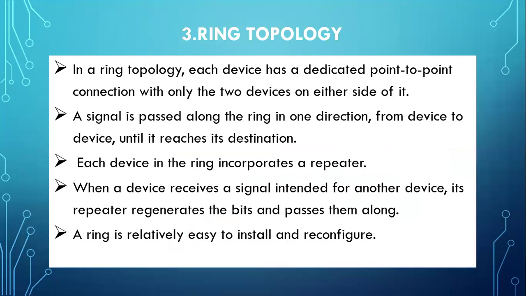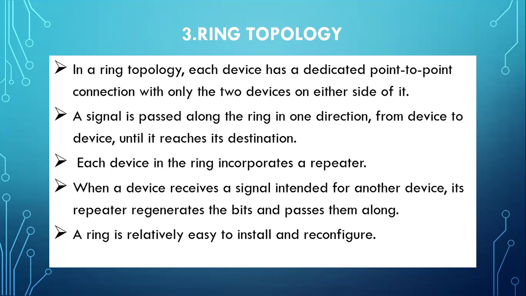Moving on, last but not least, we'll discuss the link topology in this video. In this link topology, each device has a dedicated point-to-point connection with only the two devices on either side of it. A signal is passed along a link in one direction from device to device until it reaches its destination. Each device incorporates a repeater, so when a device receives a signal intended for another device, its repeater regenerates the bits and passes them along.